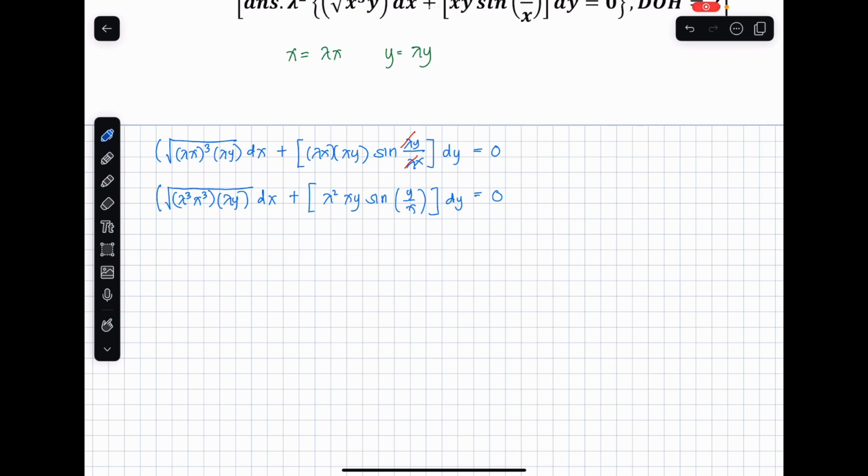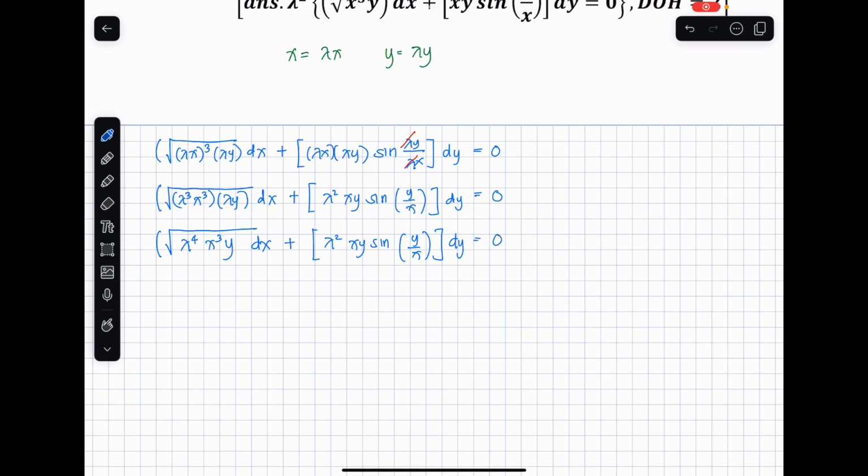And then from here, since lambda cubed and lambda are multiplied, we could have that as lambda raised to the 4th, and I'll have x cubed times y, multiplied with dx, then plus lambda squared xy sine y all over x, multiplied with dy is equal to 0.